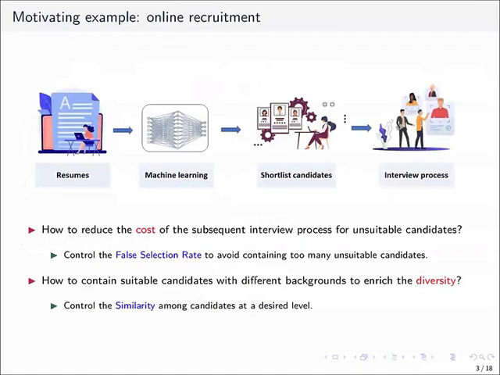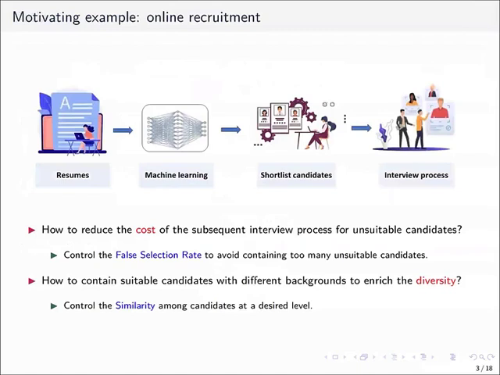In online recruitment, as the resumes arrive sequentially, the HRs use machine learning tools to shortlist the candidates and want to select the suitable candidates into the interview process. However, there are several problems.